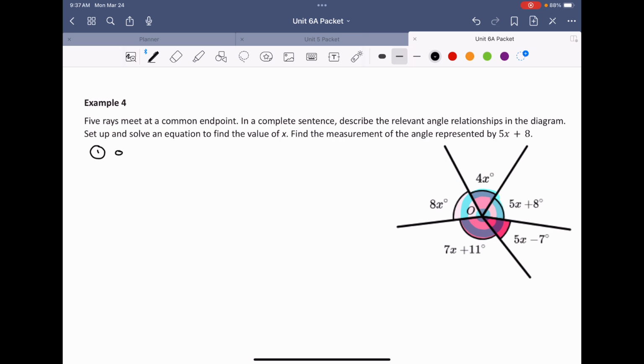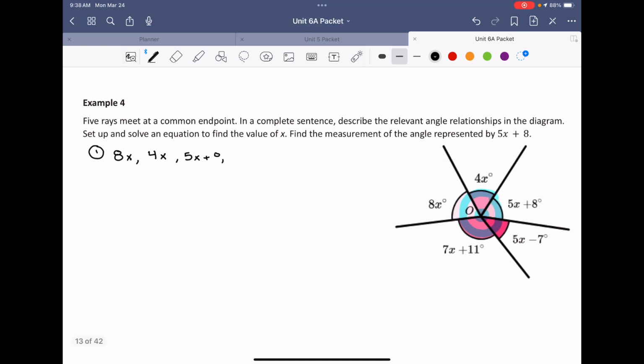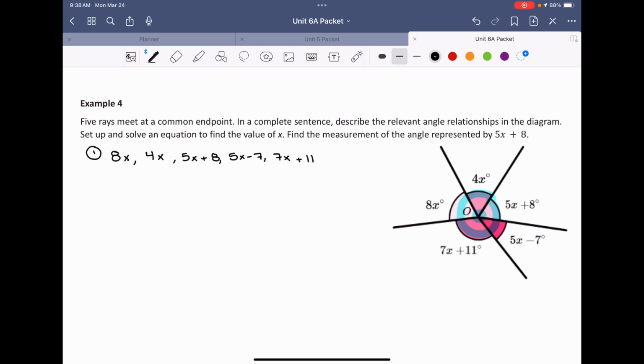Okay, we do not have any points here, so I'm just going to state my sentence using the descriptions for their arcs. So 8x, 4x, 5x plus 8, 5x minus 7, 7x plus 11. 1, 2, 3, 4, 5. Our angles are on a point, so they add to 360.